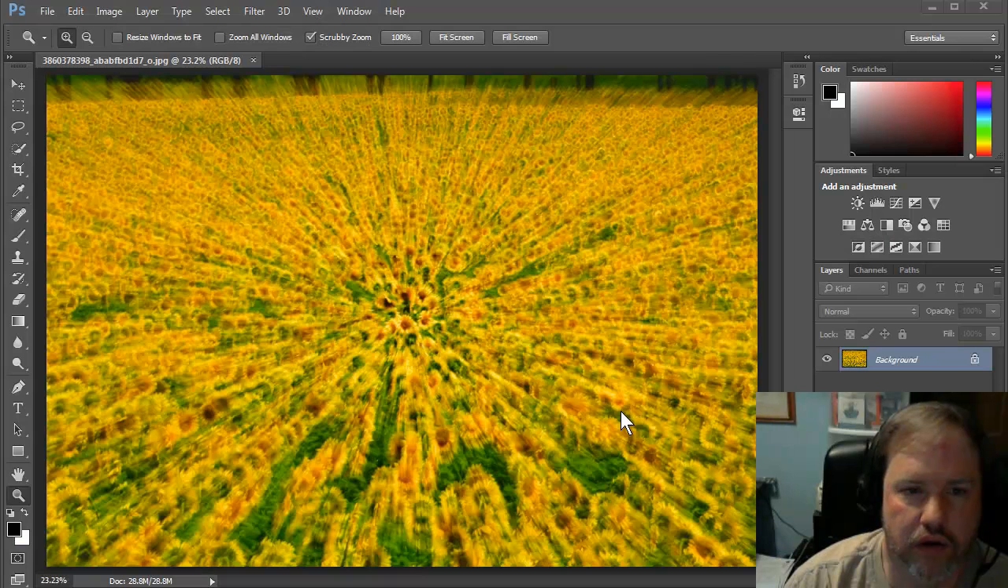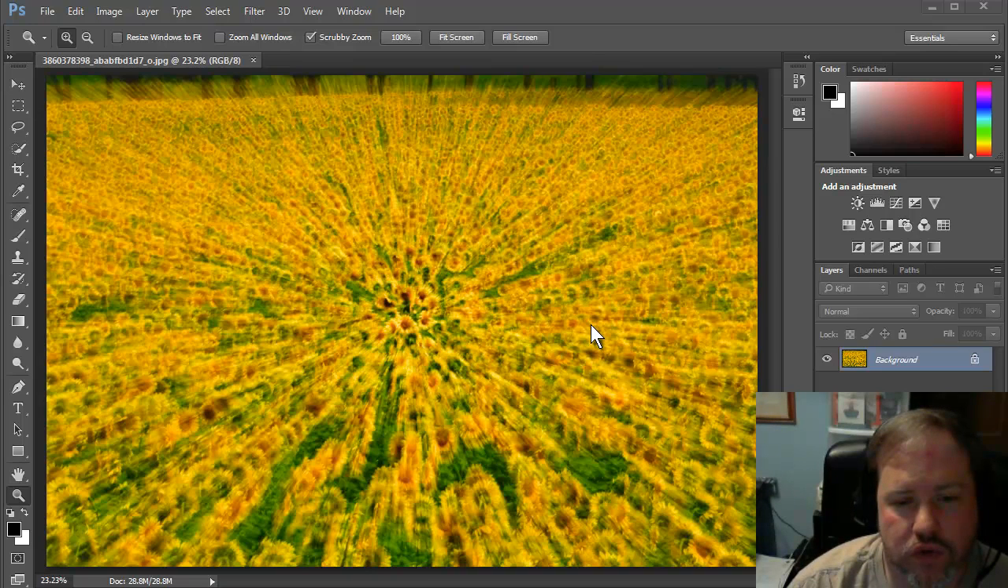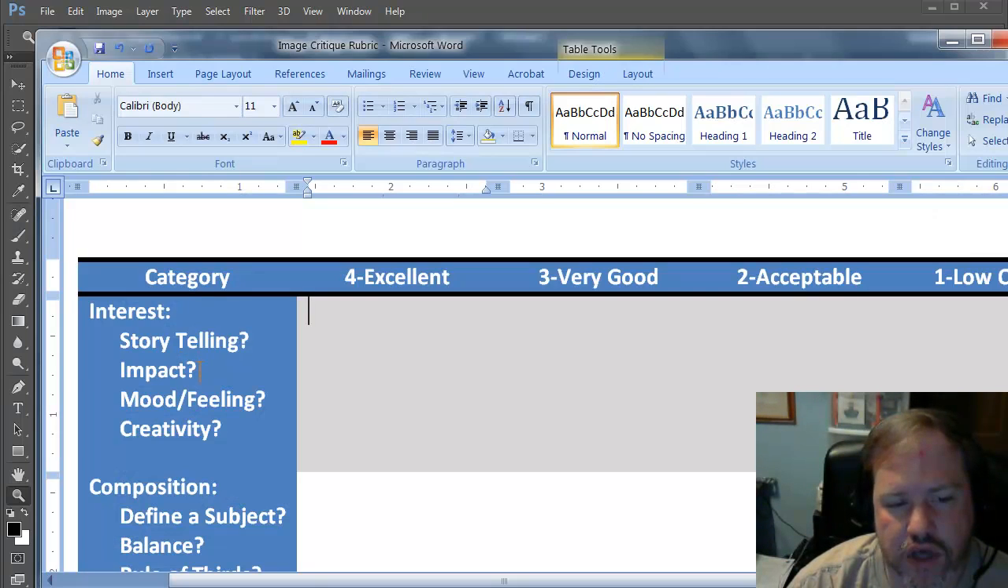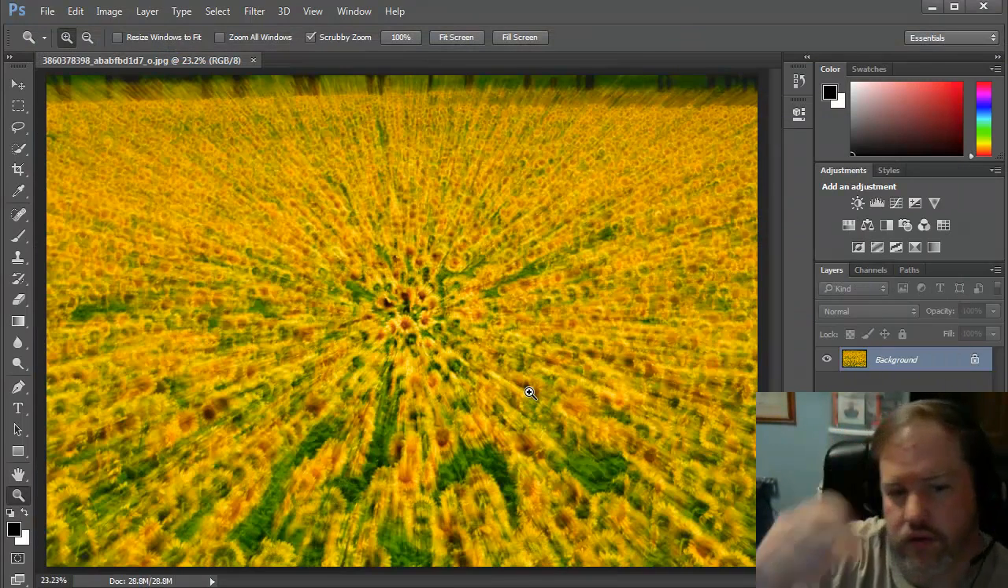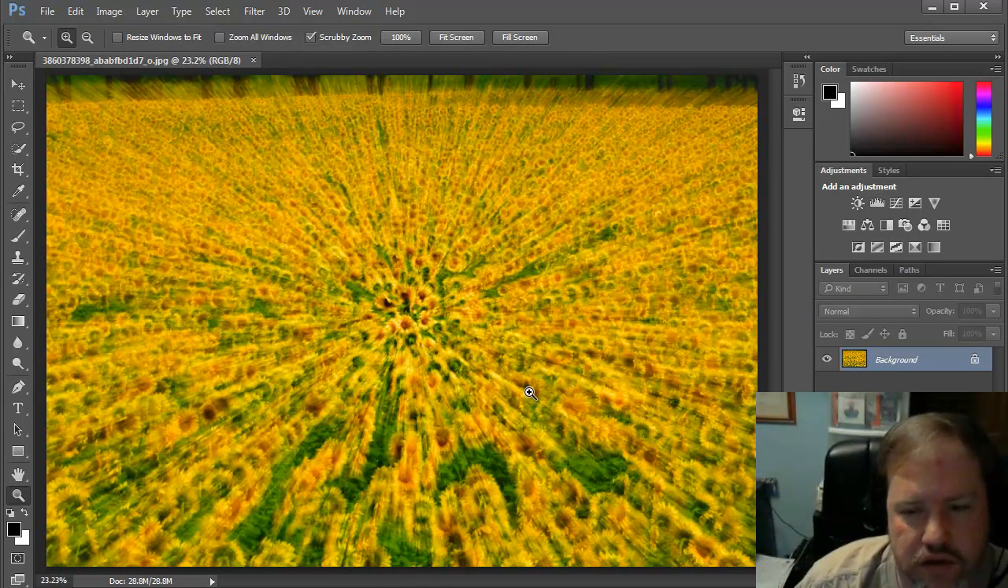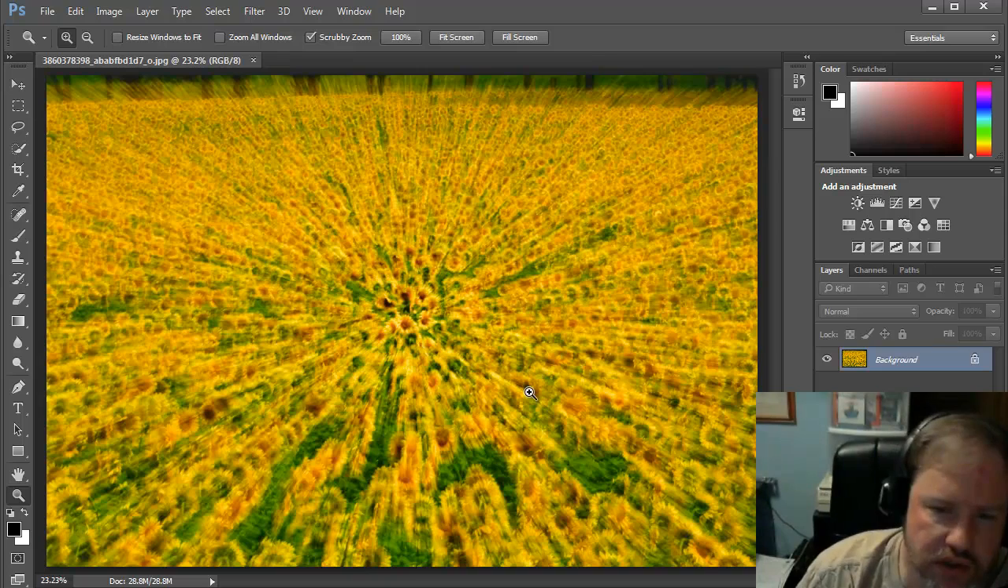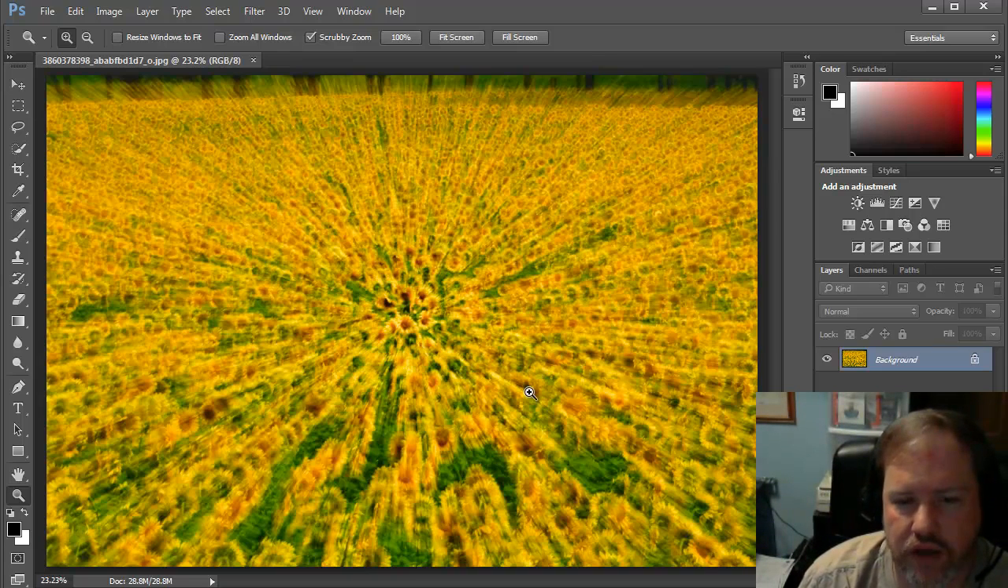So let's take a look at a photo and see if we can apply some of these things to it. Okay, so here we have a field of sunflowers, and first we'll check out the interest. So one of the first things was storytelling. And I don't think this is really a storytelling image, unless maybe some people might think so. But I don't see really a storytelling image in this one. The next thing was, does the image have impact? And I would say yes, that the whole blur effect that we're getting here is giving us an unusual view of this, and that's giving it some impact.